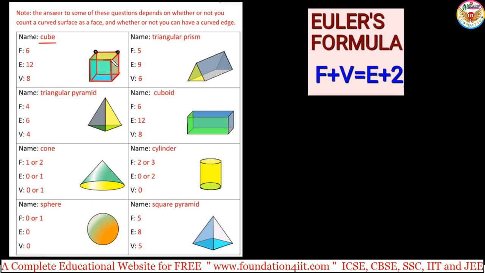And vertices are the corners. So 1, 2, 3, 4, 5, 6, 7, 8. 8 vertices. So 6 faces, 12 edges and 8 vertices for this cube.